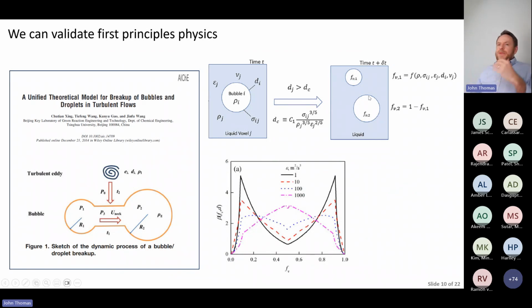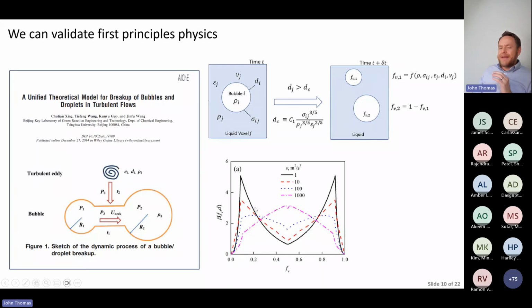So foundationally, folks on chalkboards had developed these first principles relationships for predicting how bubbles will break up as a function of the energy dissipation rate and the properties of the bubble. Think surface tension, think diameter, etc. These were developed from first principles theories. Let's look at 1 to 10 watts per kilogram, which is where we typically sit in a lot of bioreactors. Maybe we get to 100.